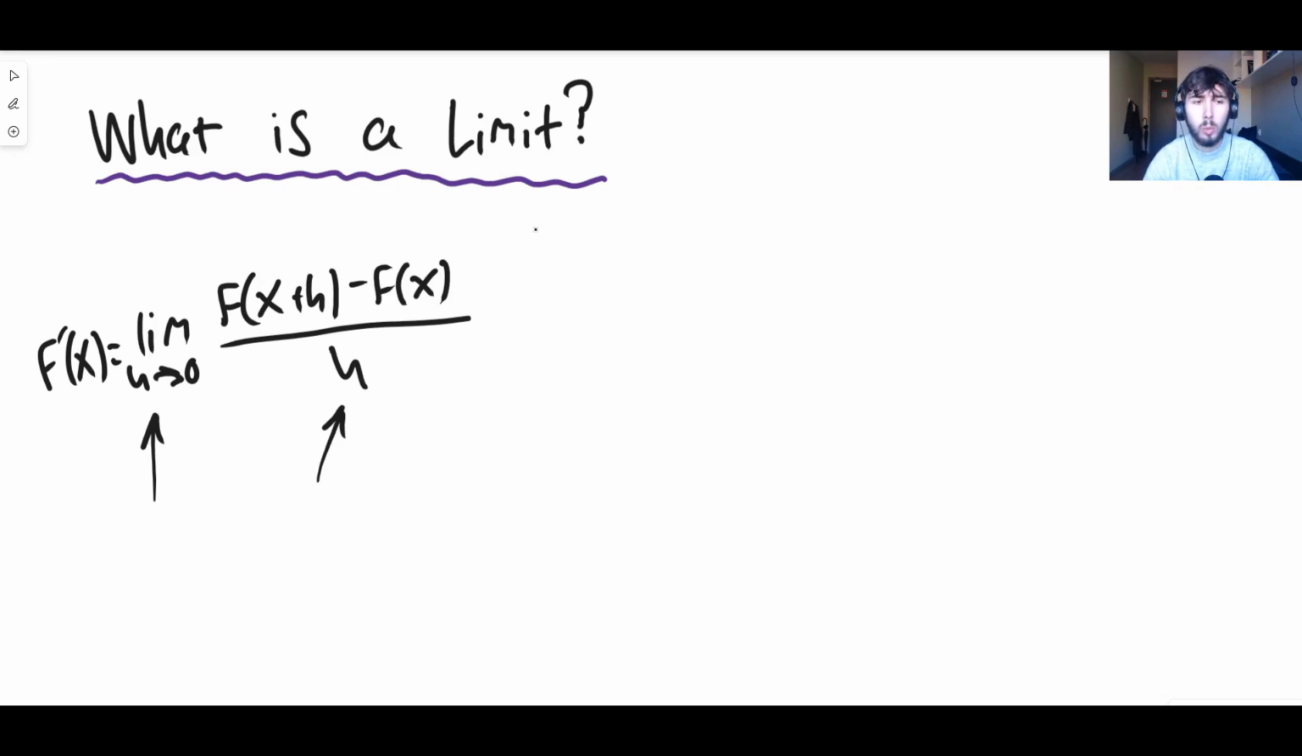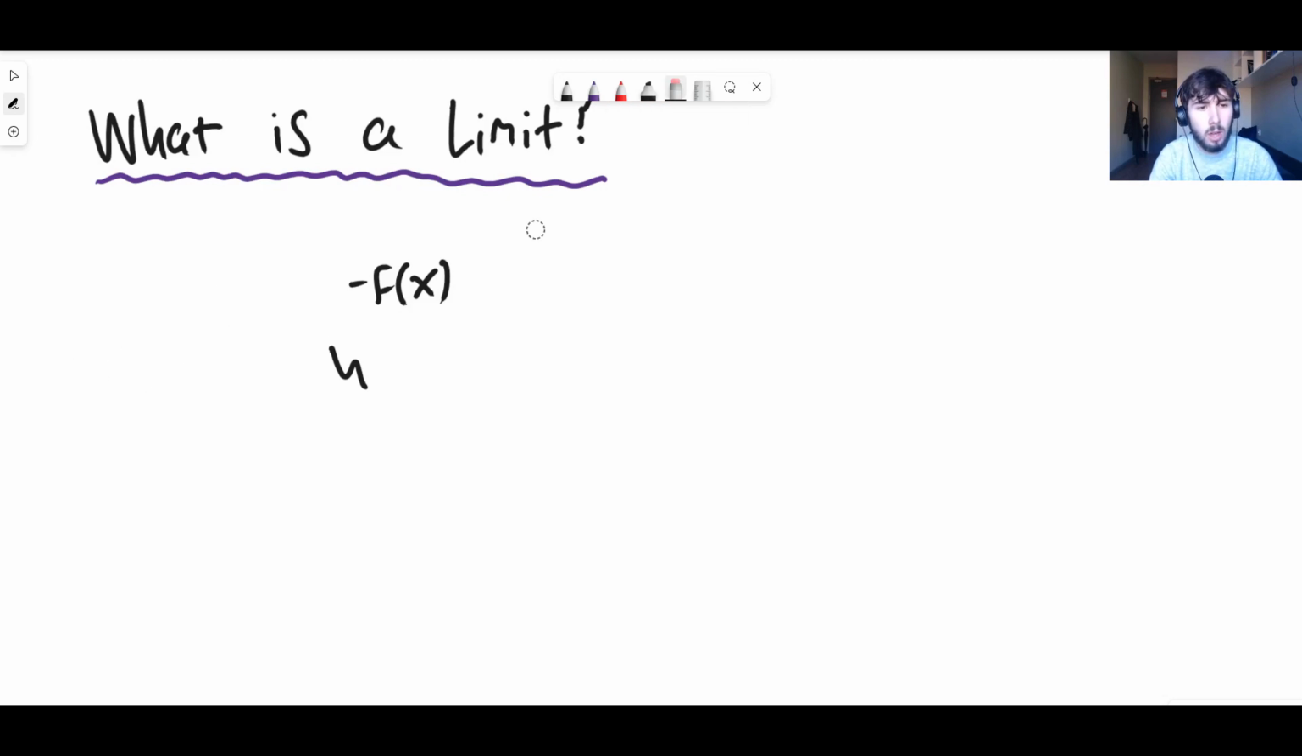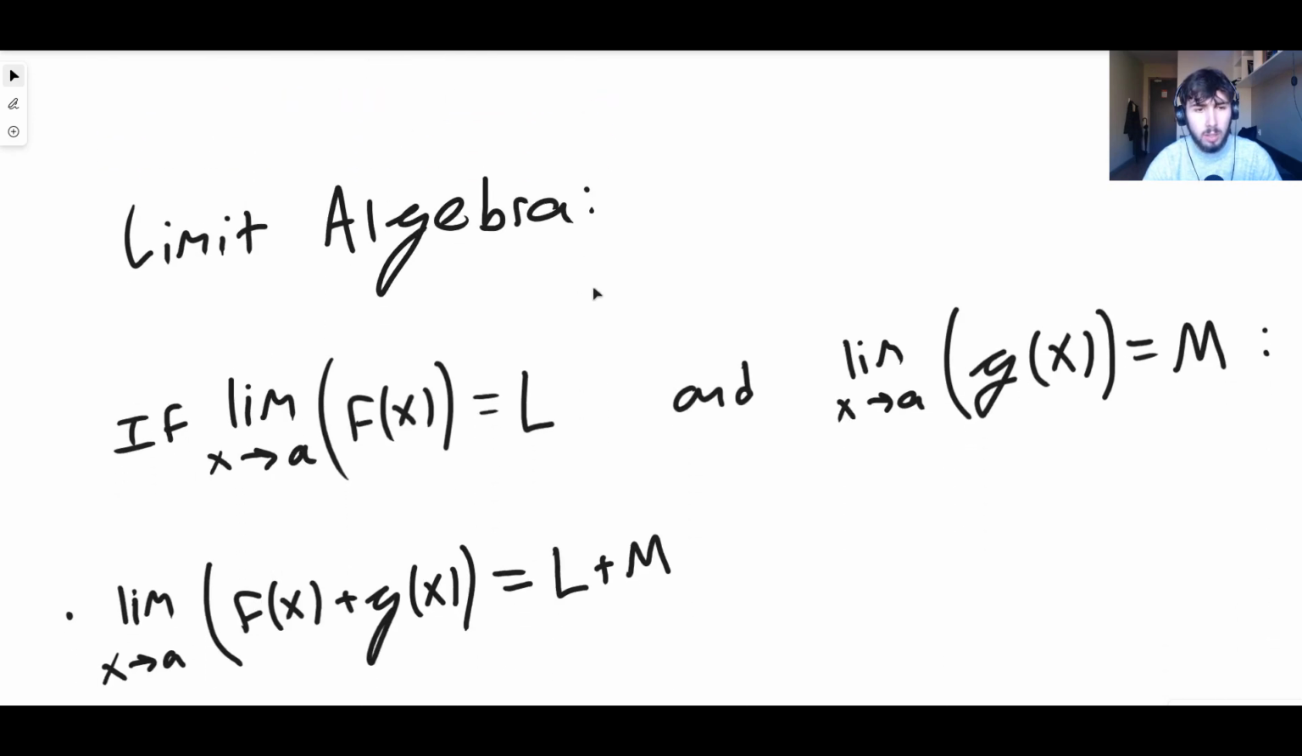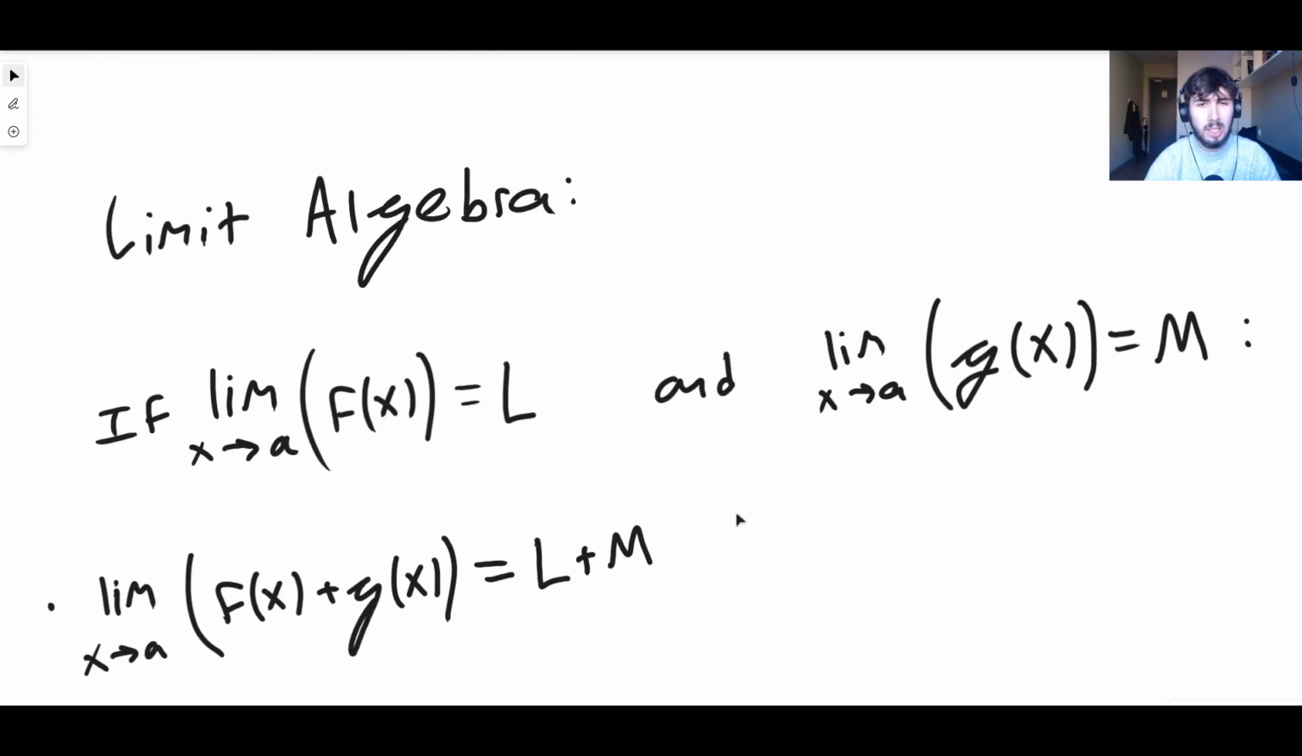In future videos, we will talk more about how we can evaluate different limits, because there's lots of different methods to figure out what different limits are. But in this video, I want to just have a look at some rules of limits and look at the formalities, the rules of how limits actually work. Okay, so that's what we're going to do today. So we can call this limit algebra. It's just the algebra of limits.